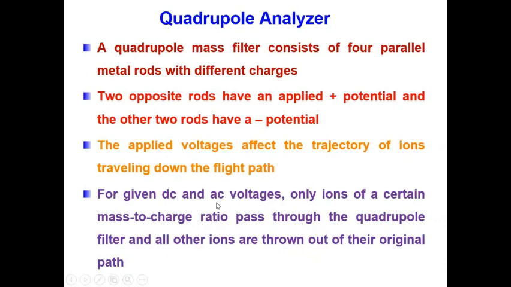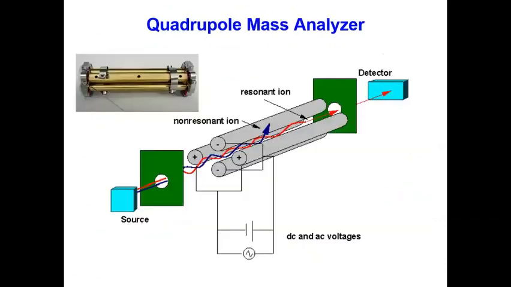Then another one is the quadrupole analyzer. We can see this quadrupole mass analyzer in this diagram. This is the actual diagram for a quadrupole mass analyzer, and it consists of four metal rods having different electrodes, positive and negative.